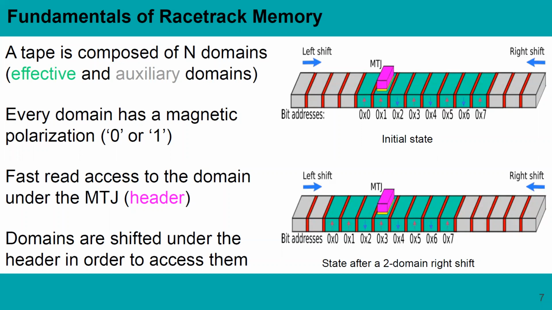In such a case, a read access is as fast as in an SRAM cache. However, accessing another domain not under the header imposes a variable latency because domains require to be shifted in order to position the target domain under the header. The figure below shows the state of the tape after a two-domain write shift required to access the domain at address 3.